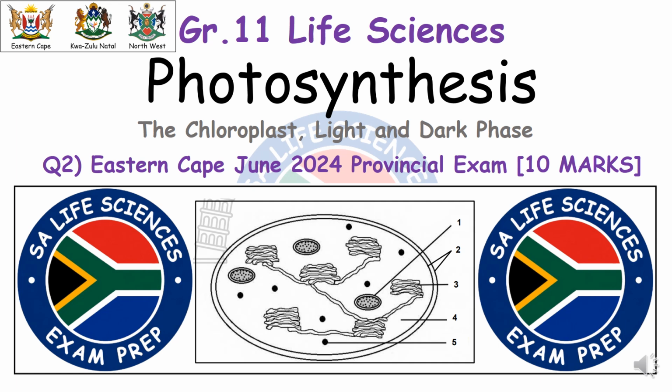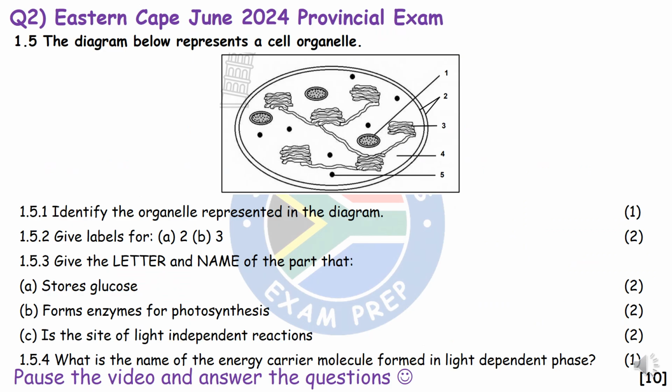In this video, we'll be working through a question from the Eastern Cape June 2024 exam. This question is worth 10 marks. Right, so we're given a diagram of a chloroplast which is found inside a plant cell. Now, I'd like us to first work our way through the labels and then we'll go to the questions.